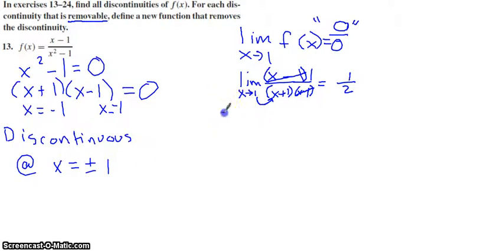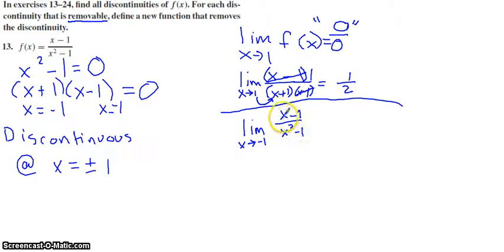Before we actually remove it though, we'll make sure that we don't have a removable discontinuity at the other value of x. So if we check the limit as x approaches the other value where we know our function has an issue, -1, I want to put -1 in place of all my x's. When I put -1 in place of this x and subtract 1, I get -2 in the numerator, and in my denominator, -1 squared is +1, and +1 minus 1 gets me to 0.